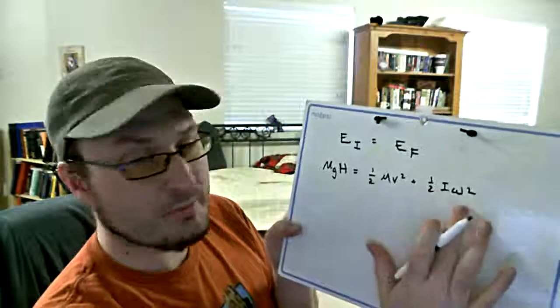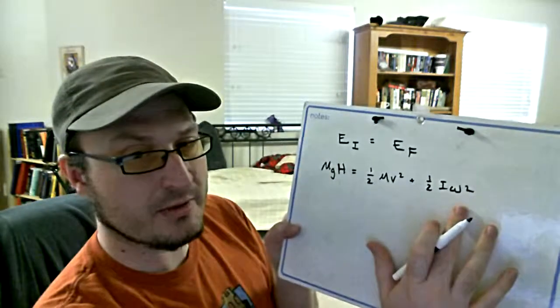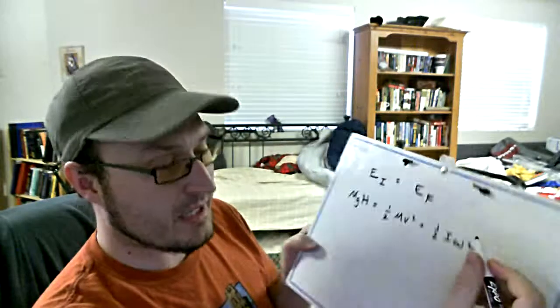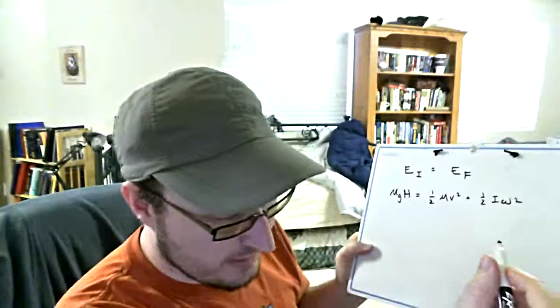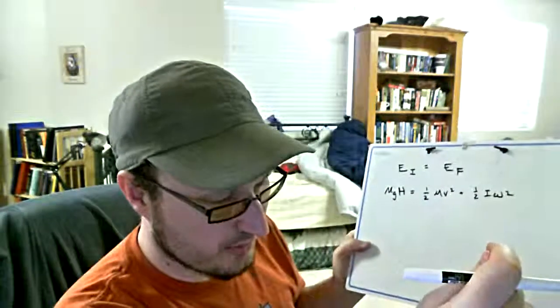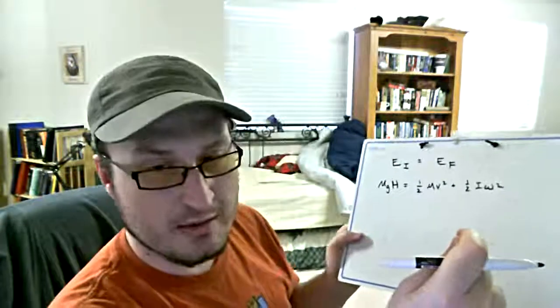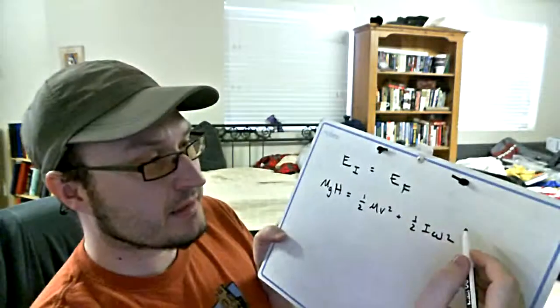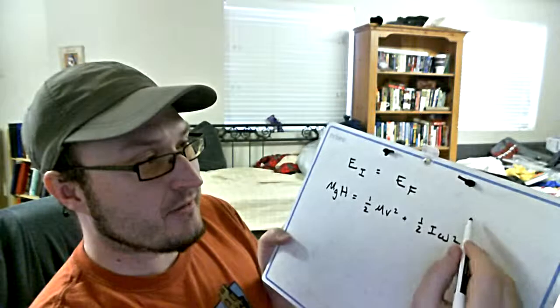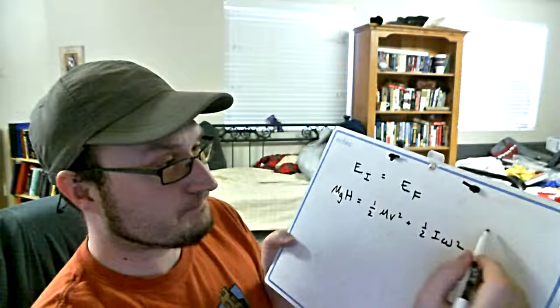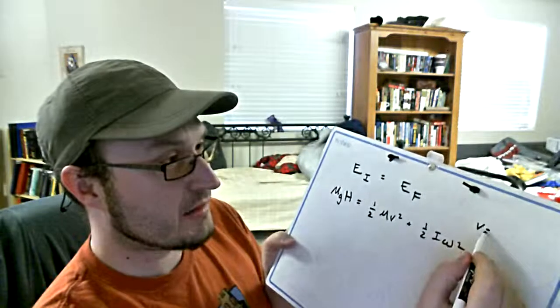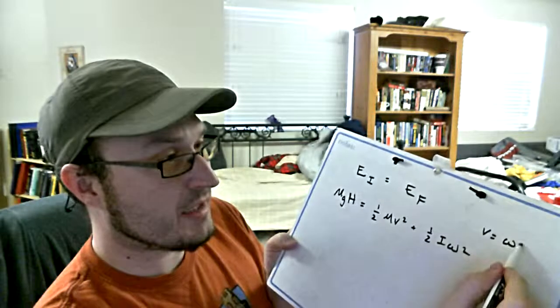We don't have an omega. There's nothing that gave us an omega, so we need to get that. And we get that by noting quickly, as it does in several of these physics GRE practice problems, the thing rolls without slipping. What that means to us is we have the following relation. V equals omega times r.